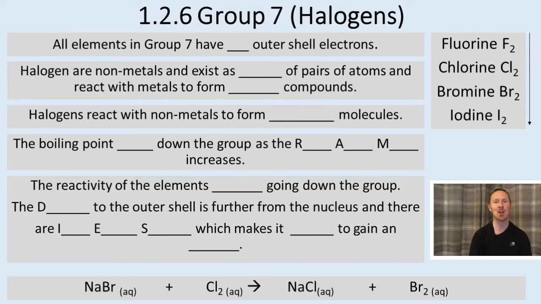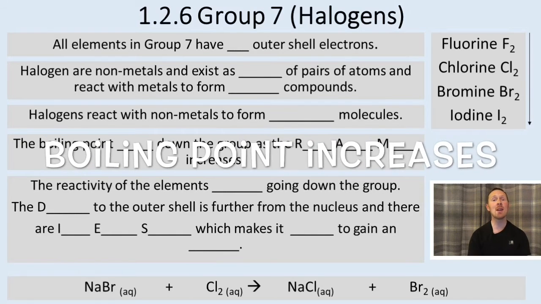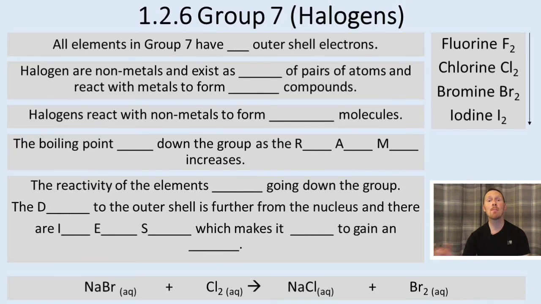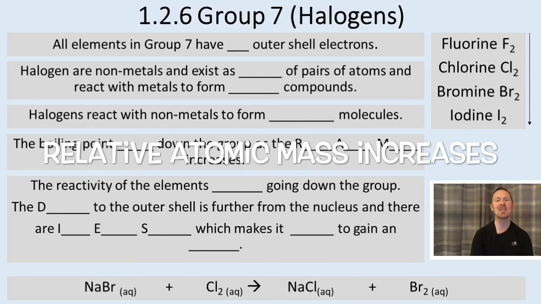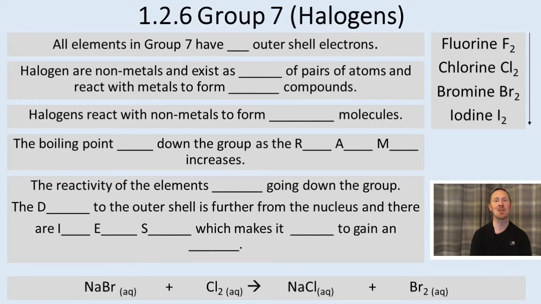Just like with the noble gases, the boiling point increases as you go down the group. It increases because the relative atomic mass of the molecule increases. And you'll know when you look at Unit 7 with hydrocarbons and fractional distillation, as the molecule gets bigger, the boiling point increases because there's bigger intermolecular forces that require separating.